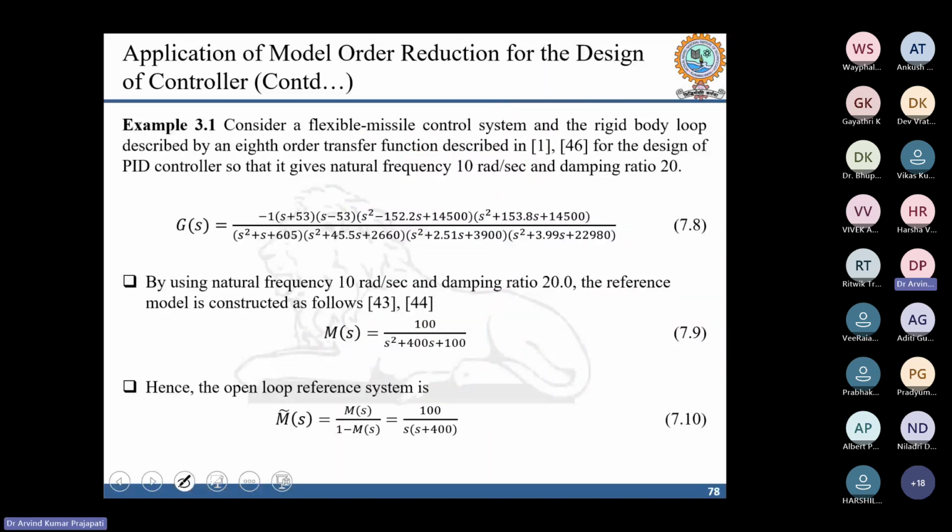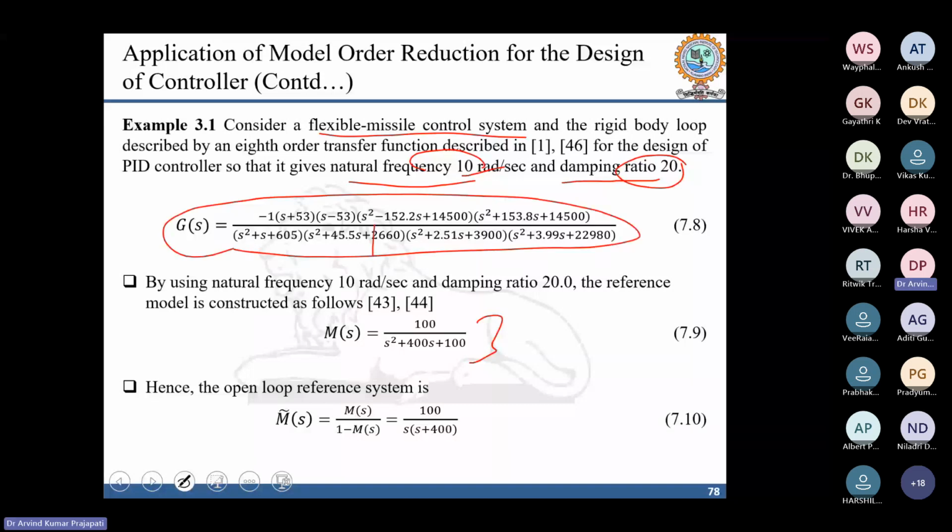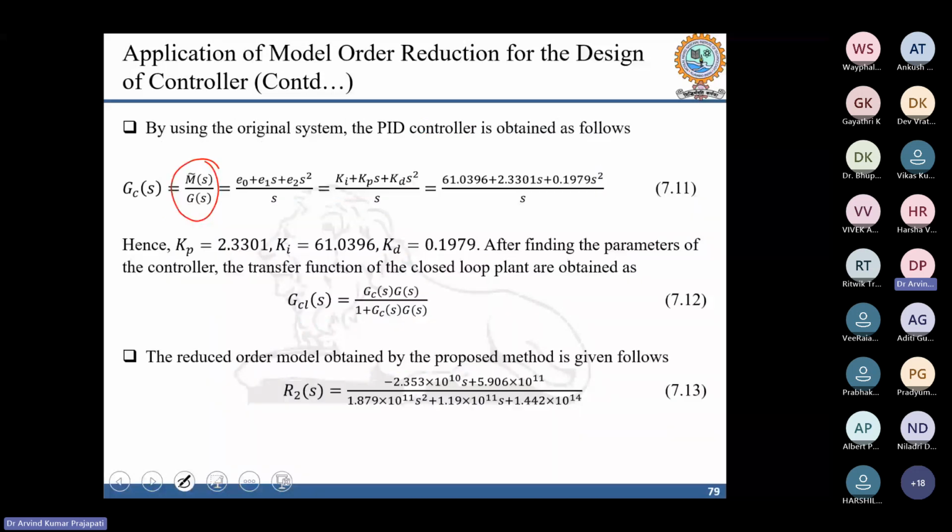Here I have designed the controller for a flexible missile system. What is the aim of this? It should give a natural frequency of 10 radian and this damping ratio. Using this data, I have constructed the reference model, and this is the transfer function of the original system. Once you have calculated the reference model, you can calculate the open loop reference system, and then you can put it in this equation. Because we are going to design the PID controller, the PID controller structure is this.